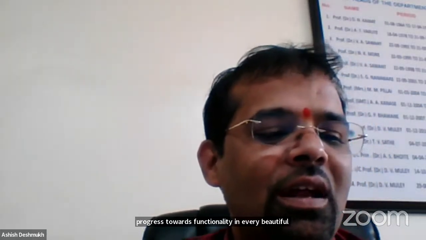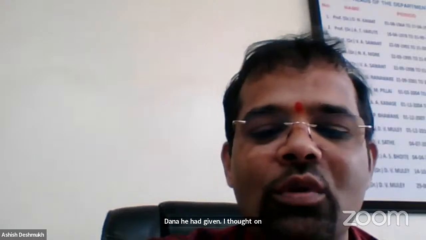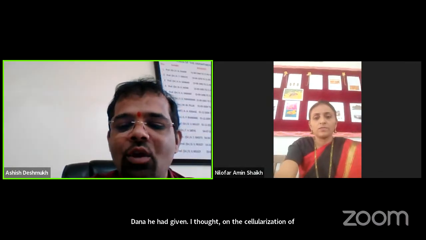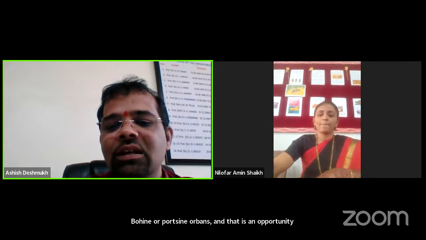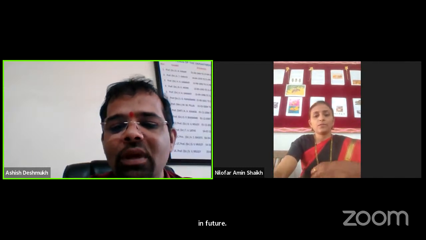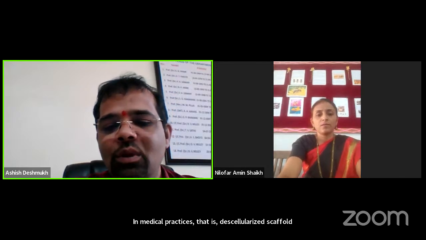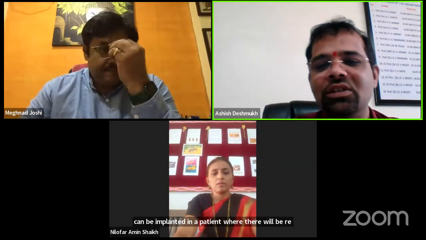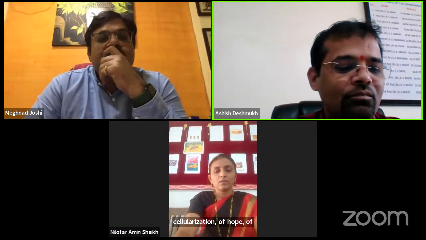Thereafter, he had given a thought on decellularization of bovine or porcine organs, and there is an opportunity in future in medical practices that this decellularized scaffold can be implanted in a patient where there will be recellularization, a hope of recellularization, and there could be a development of functional organs.